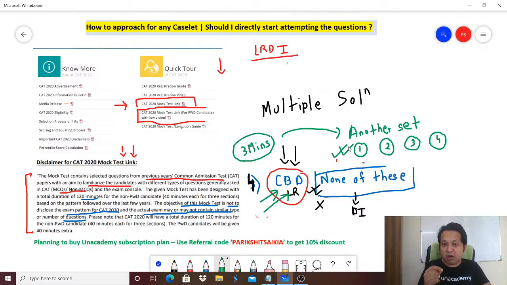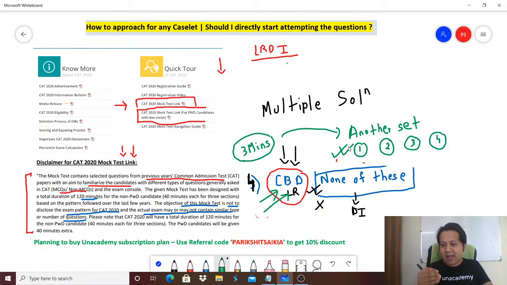These are very small things, but they determine how many more questions you can attempt. Even if, because of the tricks I told you, you are able to attempt 2 or 3 questions more in your exam, we are talking about 9 marks more. 9 marks is equivalent to almost around 10 percentile. 90 percentile can become 99 percentile. So think about these small techniques that I told you today, and then decide whether I read the caselet or I start attempting the questions directly.